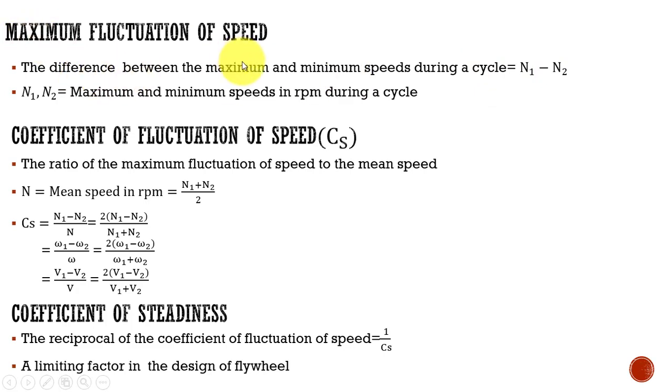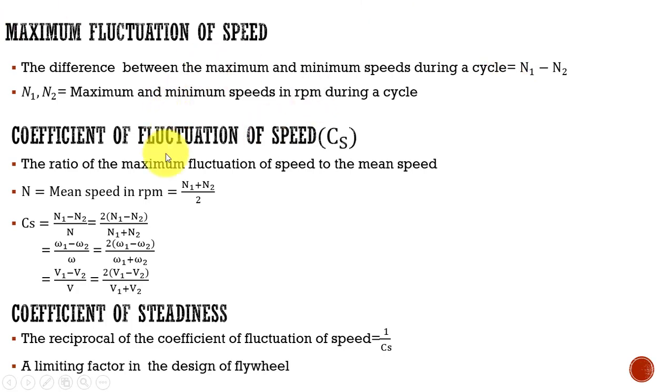If you take a particular cycle, in that cycle one speed is recorded as high and another speed is recorded as minimum. These speeds are n1 and n2. Our ultimate aim is to reduce this maximum fluctuation of speed using the flywheel. The flywheel can reduce this fluctuation, that means n1 minus n2 must be as minimum as possible.